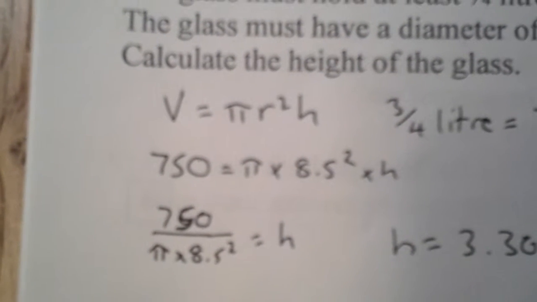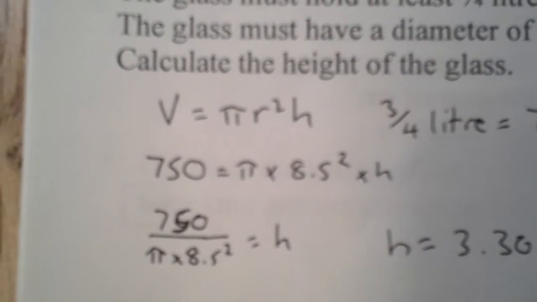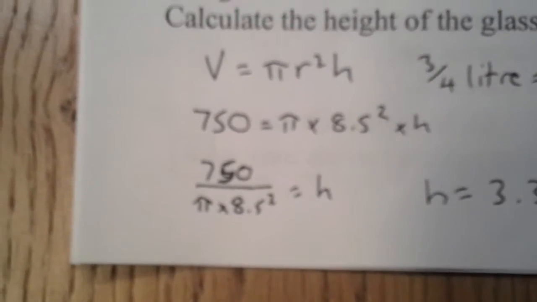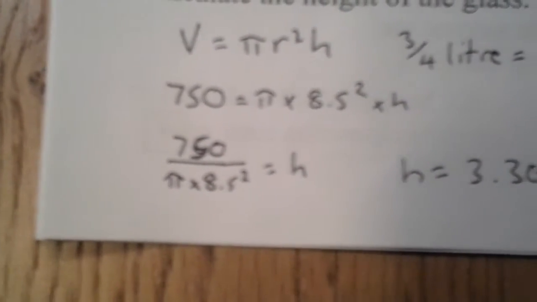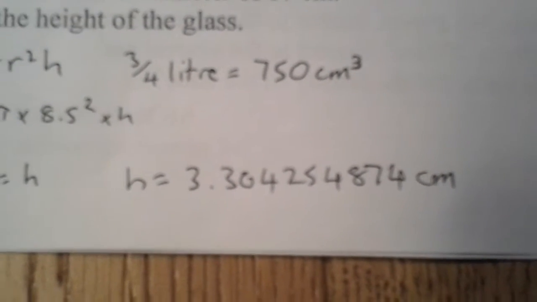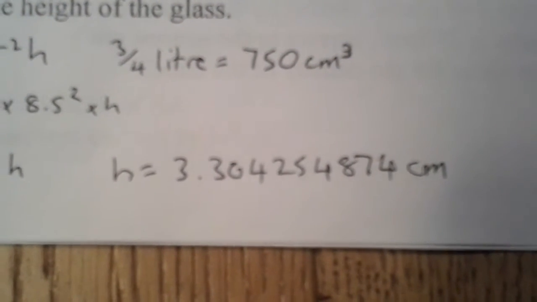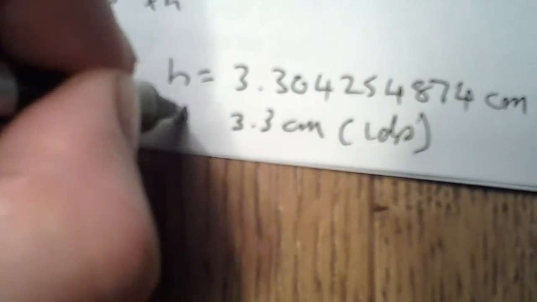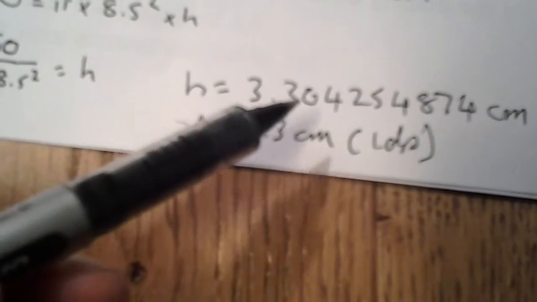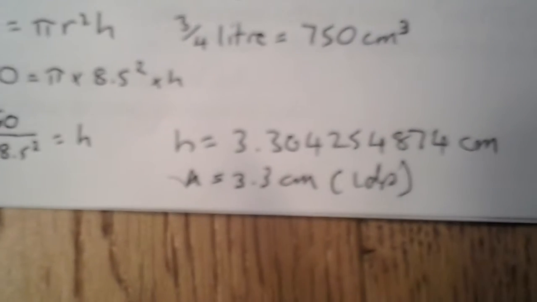So 750 is equal to pi times 8.5 squared times h. Rearranging gives you 750 divided by pi times 8.5 squared, which gives you h equals 3.304. Rounding to a sensible level of accuracy, we're going to go to one decimal place, 3.3 centimetres to 1 dp. If you've gone to 2 decimal places, it's 3.30. 3 decimal places, 3.304, but anything more than that is a level of accuracy beyond this question.